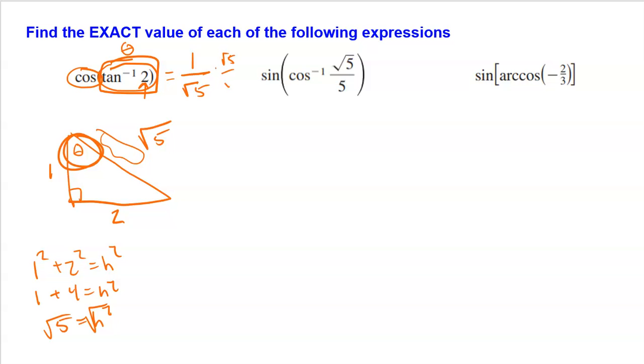But of course, I'm going to get rid of that square root in the denominator. And my final answer is radical 5 over 5. How awesome is that? All right, let's do another one here.